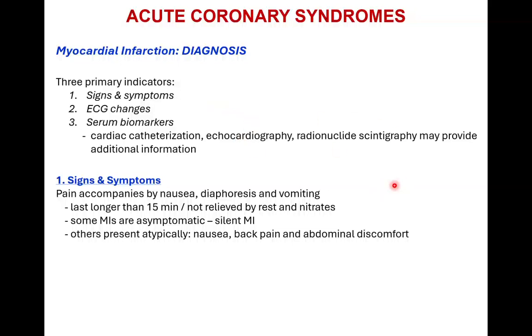You can use a radionuclide scintigraph that can give you some information about what's happening in there. But a blood test is usually one of the easiest ways that you're able to distinguish between these different types of pathologies. So signs and symptoms: pain, of course, anginal pain, nausea, diaphoresis, vomiting.